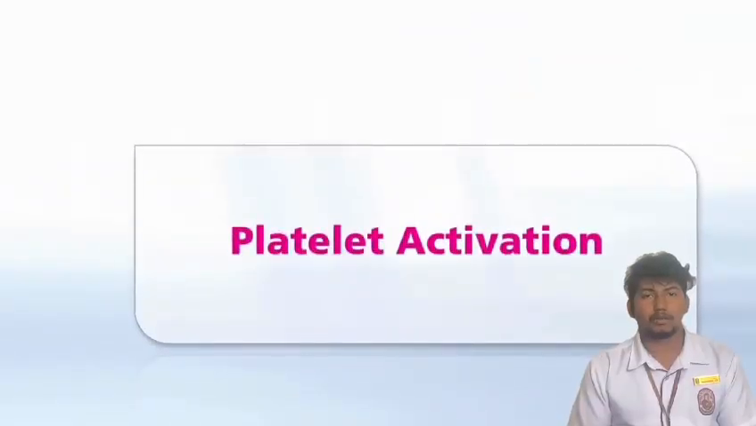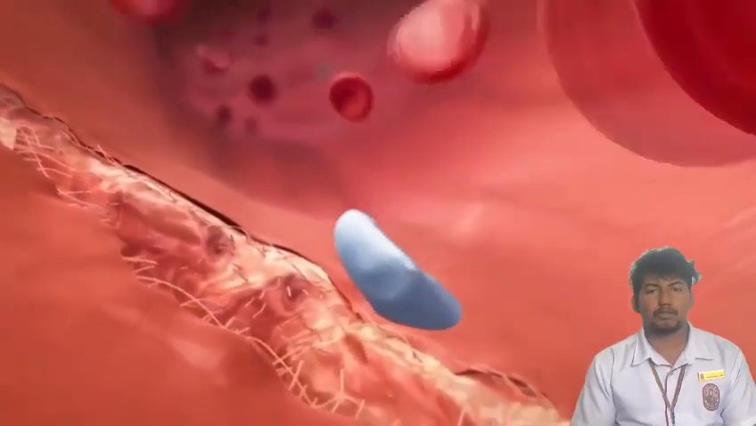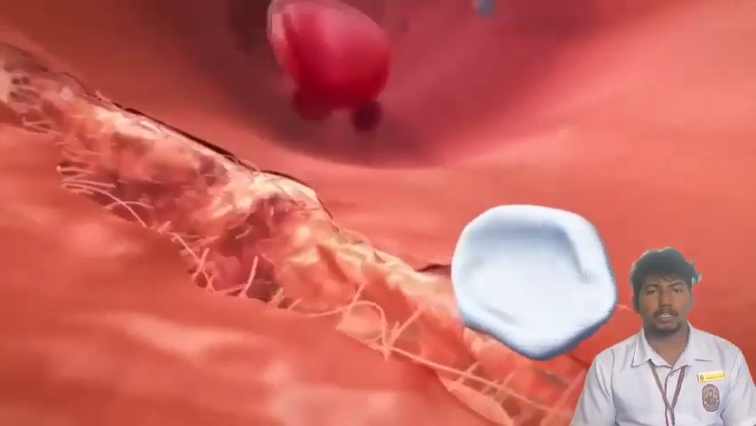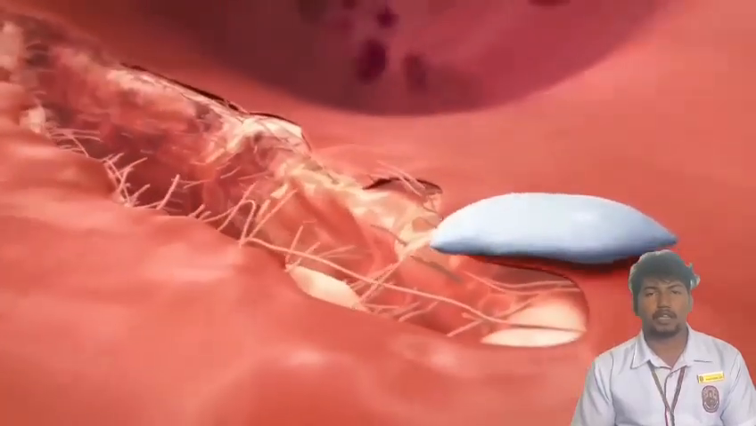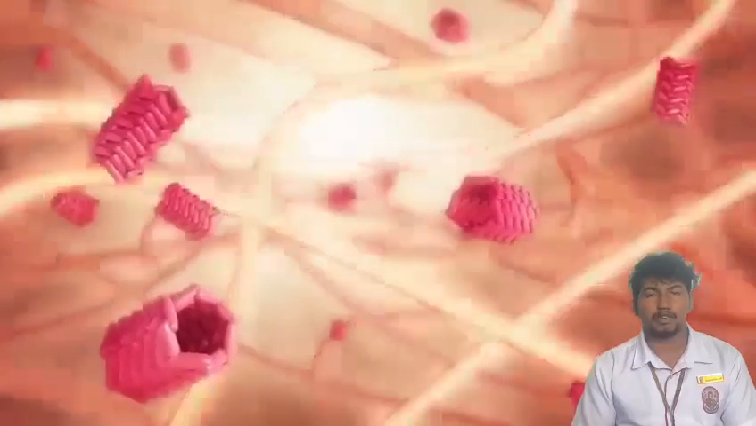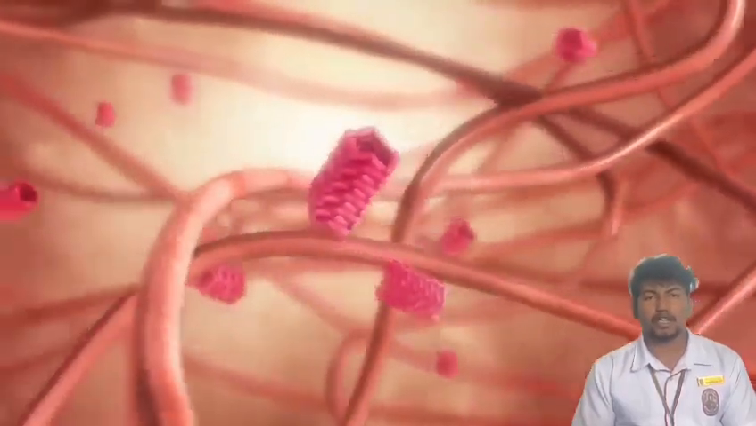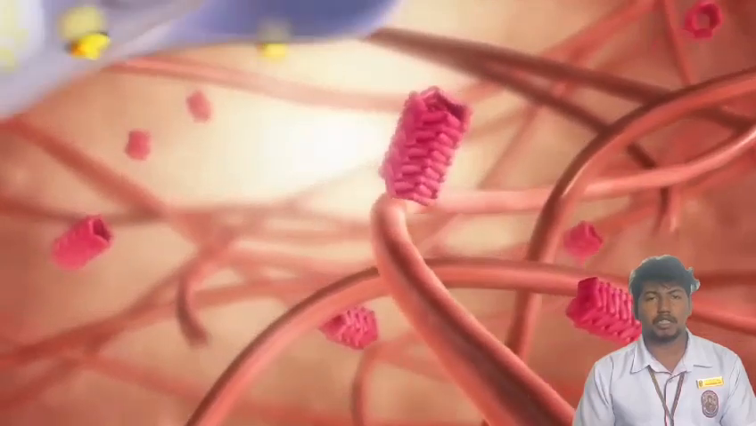Now I am going to talk about platelet activation. Injured endothelium releases von Willebrand factors that will bind to the underlying exposed collagen. Platelets have glycoprotein 1b receptors. By these receptors, they bind to these von Willebrand factors. Now the platelets attach to the non-platelet surface, and this is platelet adhesion.